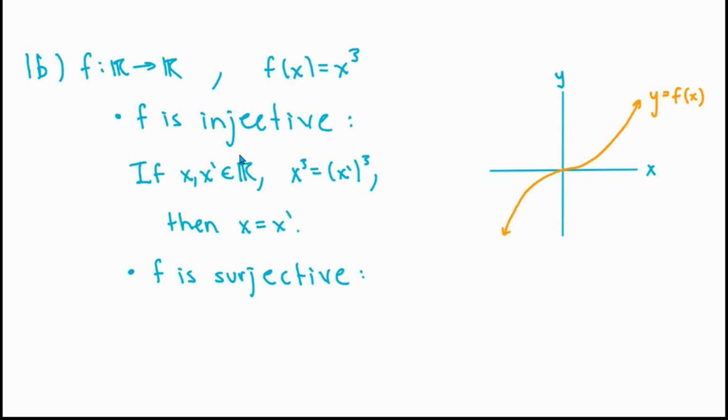Remember, to say that it's injective means that if you have two real numbers x and x prime in the domain, which both map to the same point in the codomain, then the 2 points in the domain had to actually be the same number. Similarly, to say that f is surjective means that for every point y in the codomain, there exists a point x in the domain with the property that f of x is equal to y.